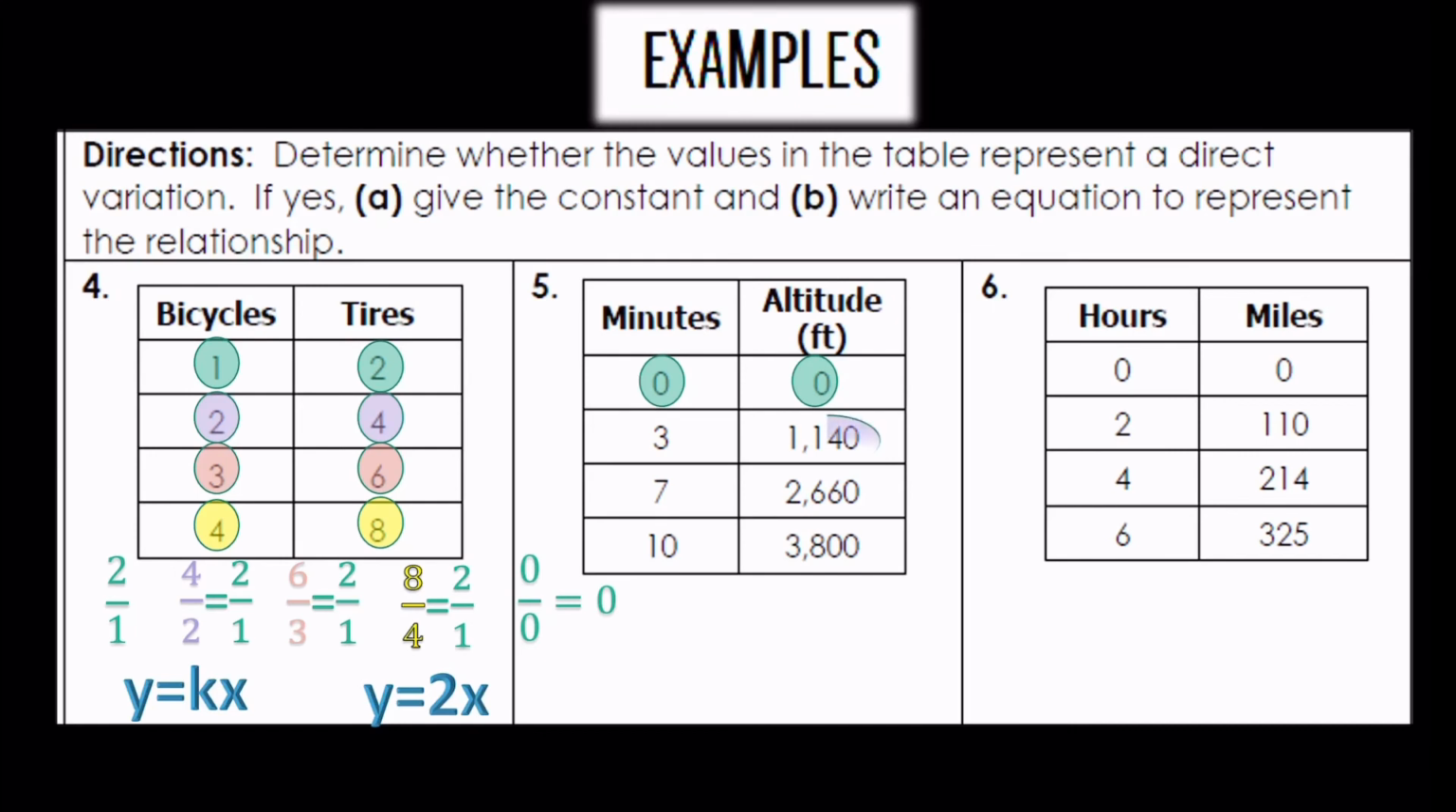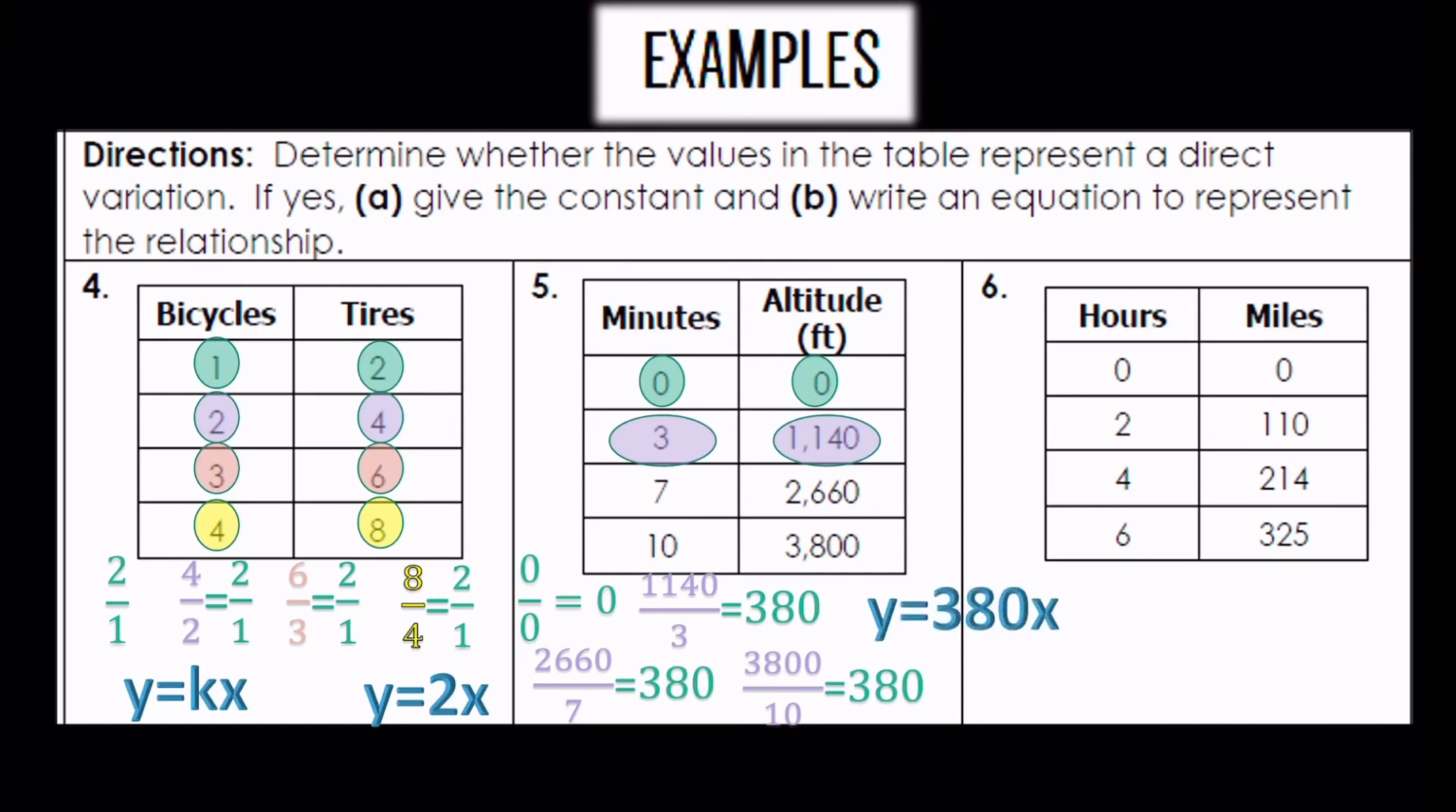So 0, 0 should always be like your springboard. When we look at our altitude to minutes, I have 1,140 divided by 3 is 380. 2,660 divided by 7 is 380. And 3,800 divided by 10 is 380. So if you look at this, they're in proportion to each other, meaning my constant of variation is 380. So I would replace k with 380, and there is my equation.